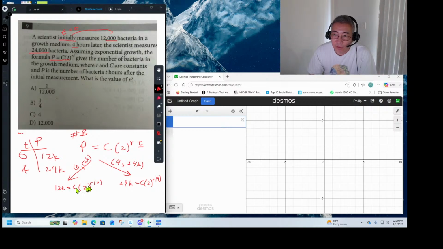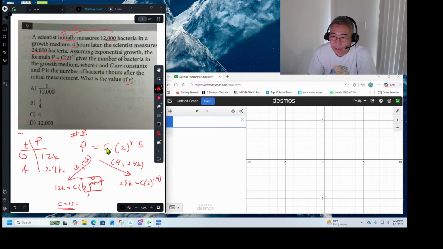First I would do this one, because look how easy this is. If I have a 0 here, it multiplies times R and gives me 0, and 2 to the 0 is, of course, 1, because anything to the 0 is 1. So that basically tells me that 12,000 is C. Now, they're asking me for R, not for C. C is always 12,000 because it's a constant, right? C and R are constants. I'm going to put 12,000 into my C value here.